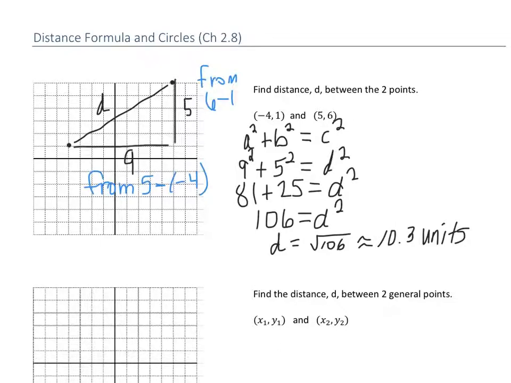Let's go back and take a look where the 5 came from without counting boxes. It came from the y value, which was 6, minus the y value down here, which was 1. The 9 came from the x value over here, which was 5, minus the x value over here, -4. 5 minus -4 gives you the 9.